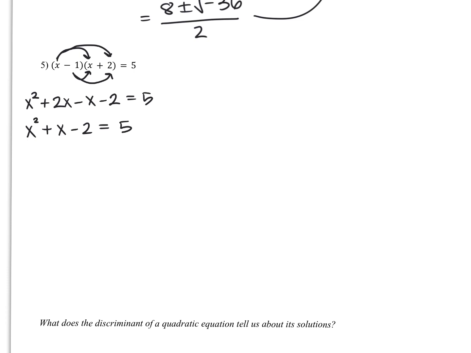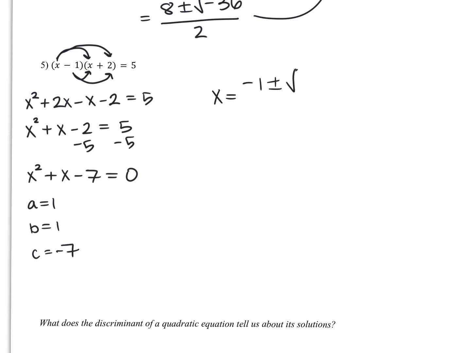Now, in order to use the quadratic formula, I have to be equal to 0. So now I'm going to subtract 5. So I get x squared plus x minus 7 equals 0. So a is 1, b is 1, and c is negative 7. So I plug it in my quadratic formula. I'm going to have negative 1 plus or minus the square root of 1 squared minus 4 times 1 times negative 7 all over 2 times 1.